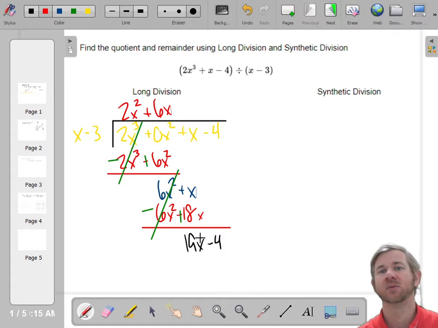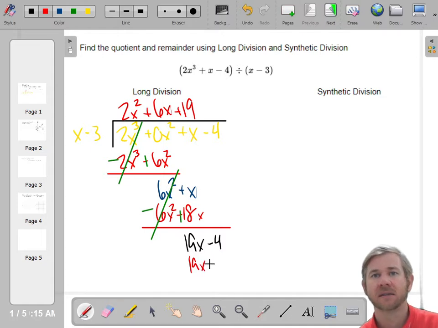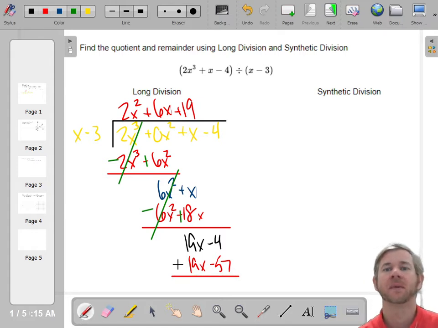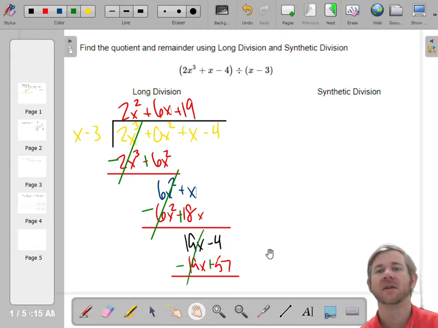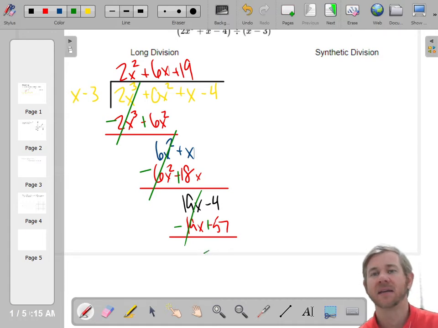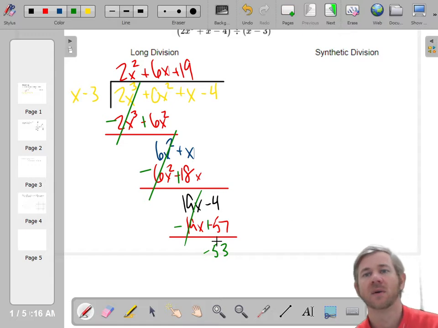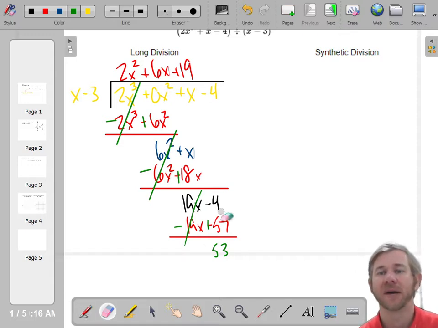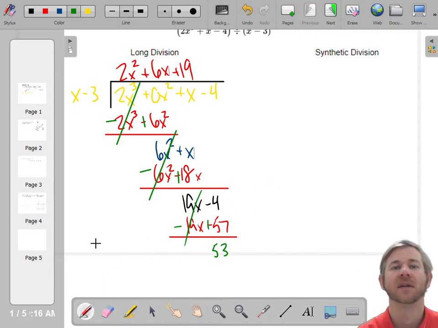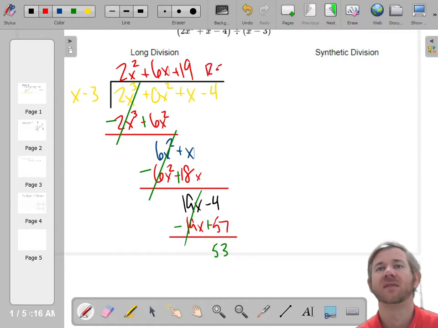So x times what gives you 19x? 19. Distribute the 19: 19x minus 57. 19 times 3 is 57. Now we'll make that minus plus, and those cancel. So my remainder is negative 53, positive 57 minus 4. Oh no, it's positive 53. Positive 57 minus 4 is 53. So my remainder is 53.